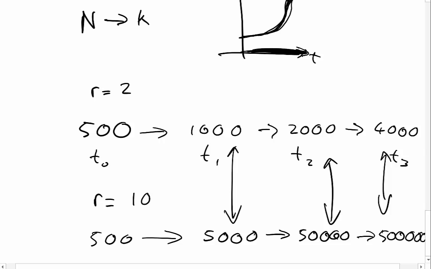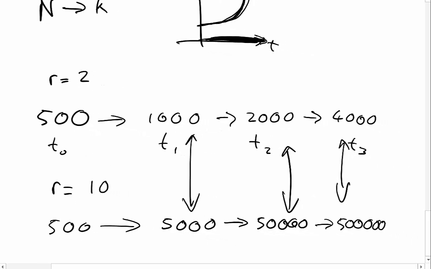So basically, a larger growth factor, a larger value of R, will mean that our population is going to grow quicker.